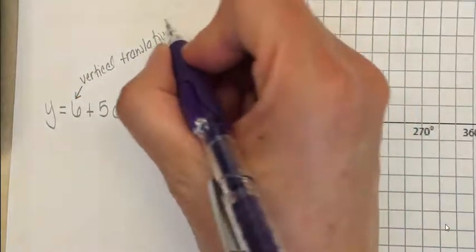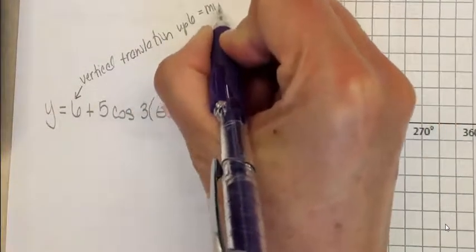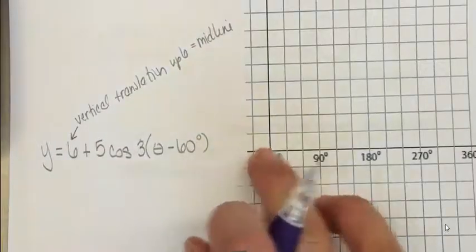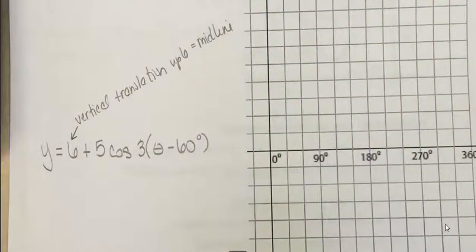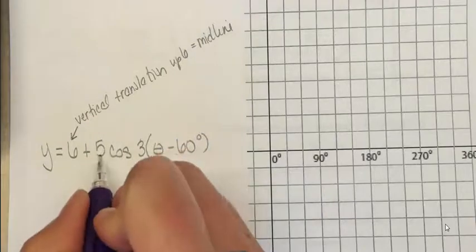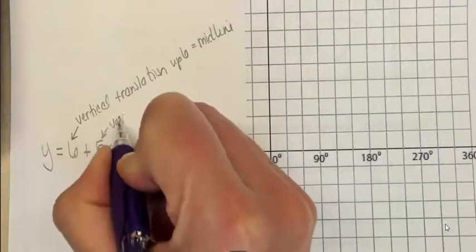So I'm going up 6, which is telling me where my midline will be. It's telling me take that midline, when that used to be your x-axis, shift it up 6. So really, this whole graph gets shifted up 6. Now 5 is your A, so that's your vertical dilation.